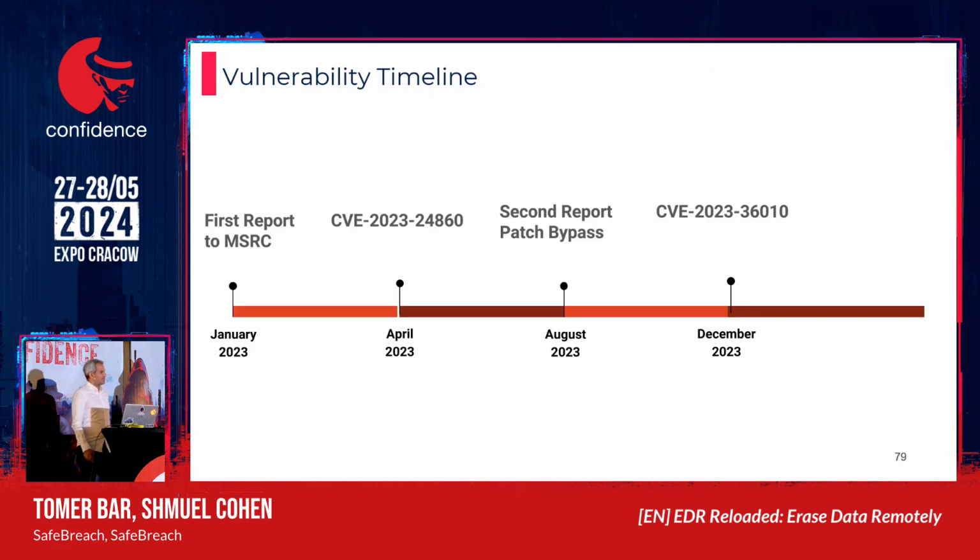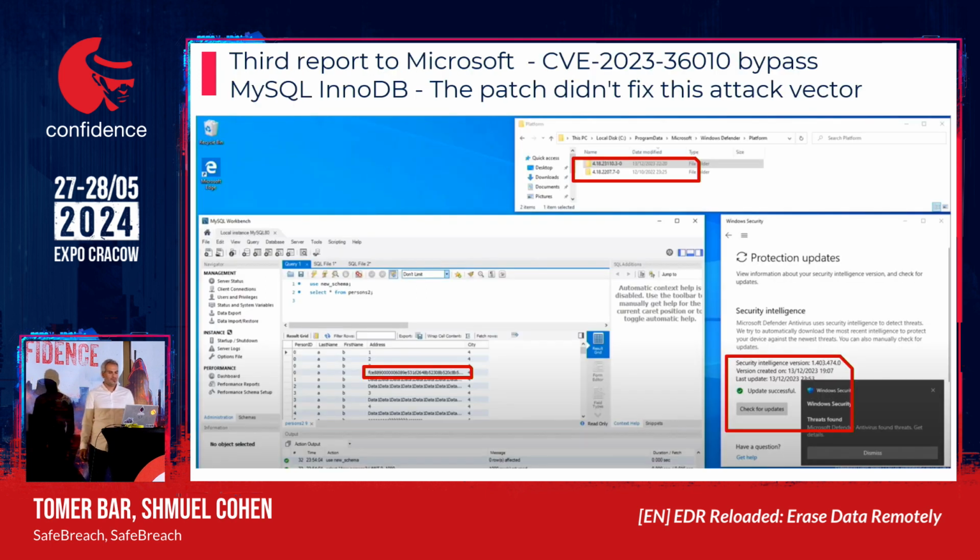So Microsoft released a second patch, CVE-2023-36010, in December last year. And guess what was our next move? We analyzed the patch once again. Let's see what we managed to achieve.